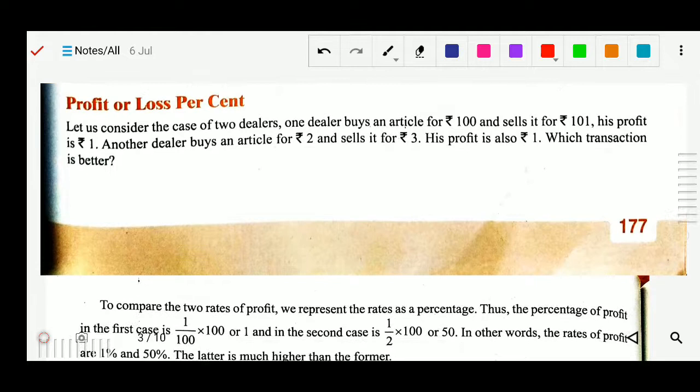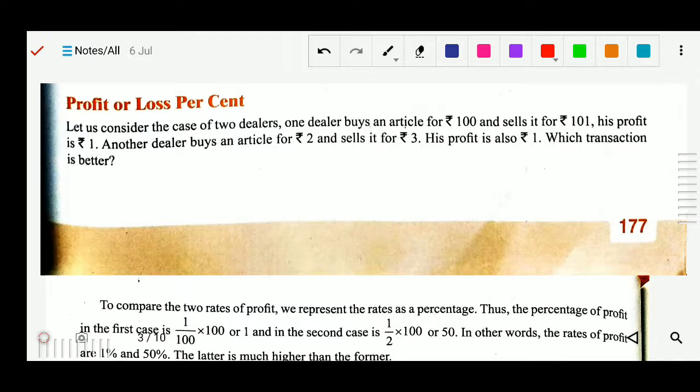Now, profit or loss percent. This is new; I think in class 5 you did not study profit or loss percent. So we will deal with it in percentages. In the last chapter we studied percentage, so we will use that concept here also. Let us consider the case of two dealers.